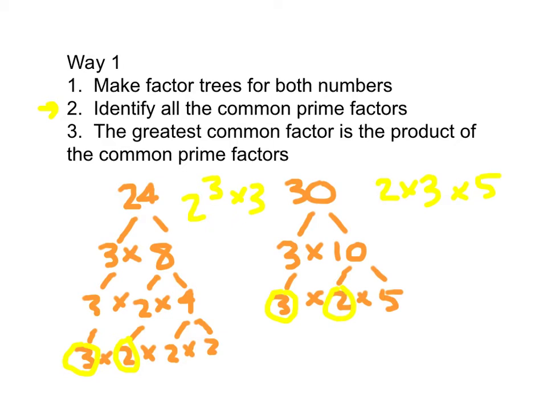and step 3 states that the greatest common factor, or the GCF, is going to be the product, which is a multiplication problem, of the common prime factors. So 3 and 2 are common, so we multiply 3 times 2, which equals 6, to find that greatest common factor.